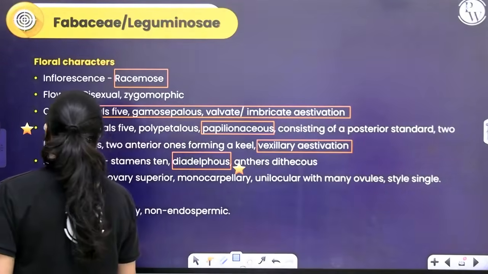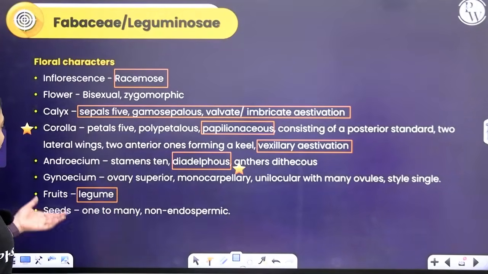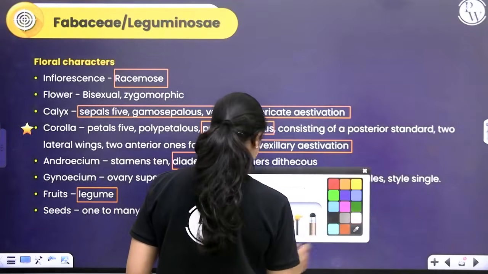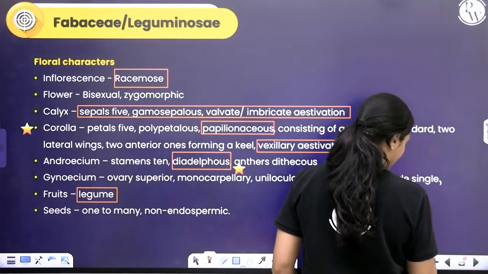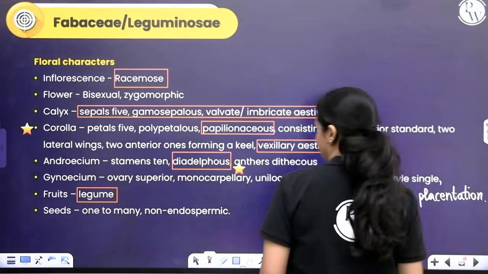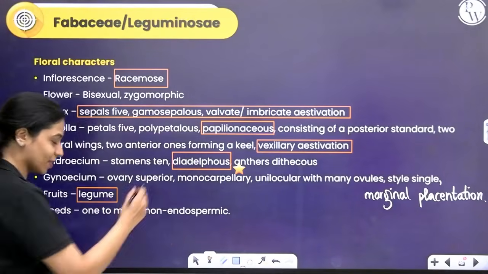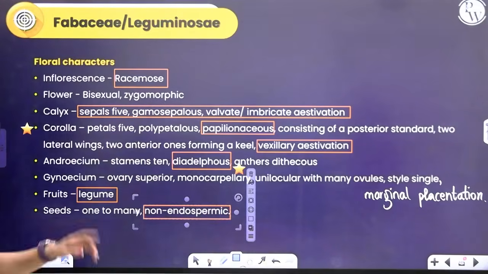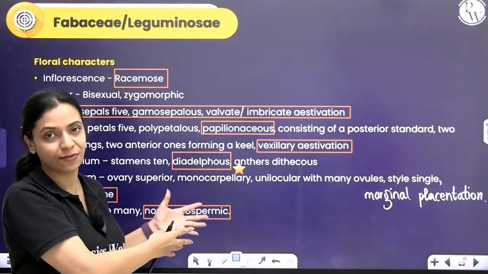Fruits are called legumes. That's why we call these plants as leguminous plants, because the fruit that they produce is called a legume. And here, gynoecium, I think we've missed marginal placentation. I'll write it down here. Seeds. 1 to many seeds you can see, and they are non-endospermic. We've learnt about bean seeds and pea seed being non-endospermic already, so this is not something new. Okay, you have to relate what you've learnt before, where all you've learnt about examples for pea and bean. That makes your study of this family easier.